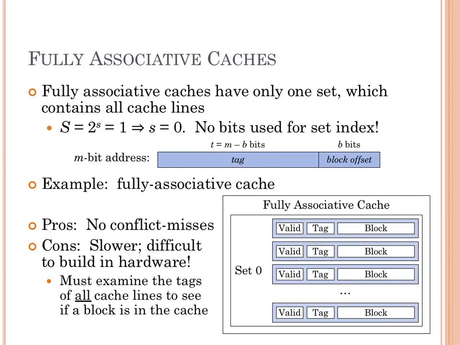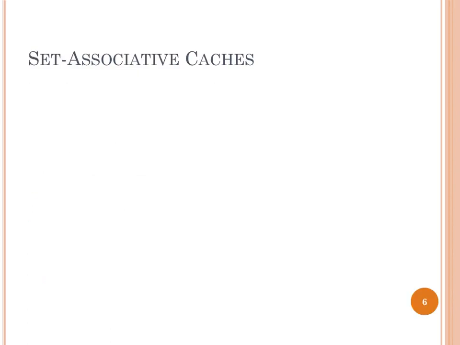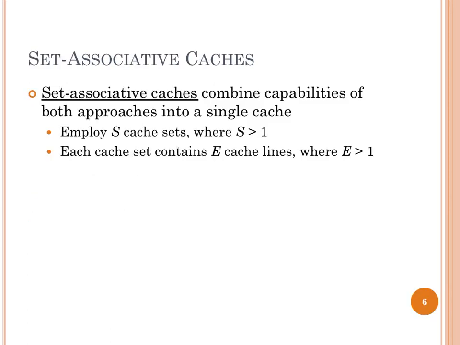And then I also have a lot of tag bits to examine as well because I don't have any bits devoted to a cache set number. So you can see that fully associative caches are great, but they're also complicated, and so we don't usually do this. And we sort of left off last time saying, well, wouldn't it be great if we could blend these two things in some way?